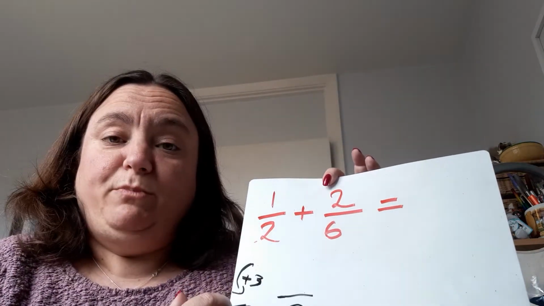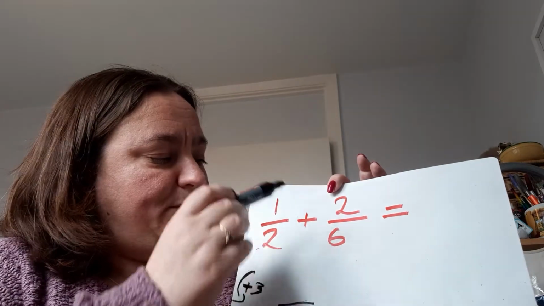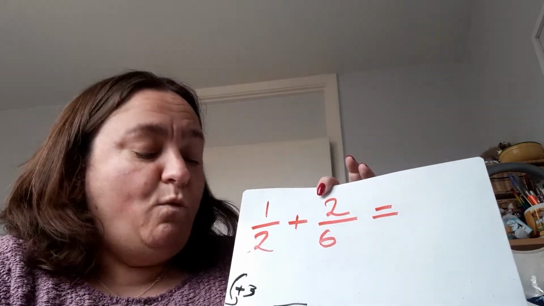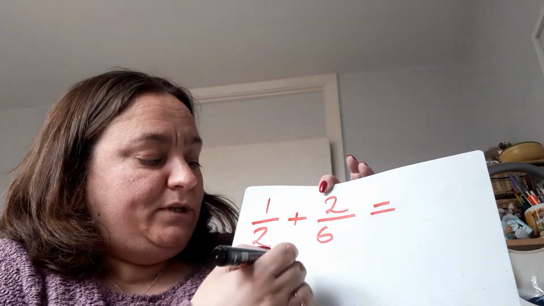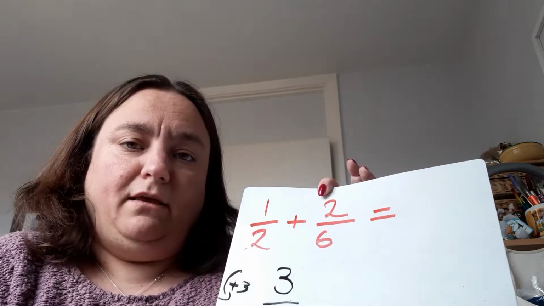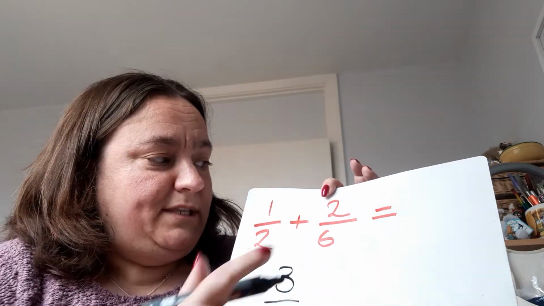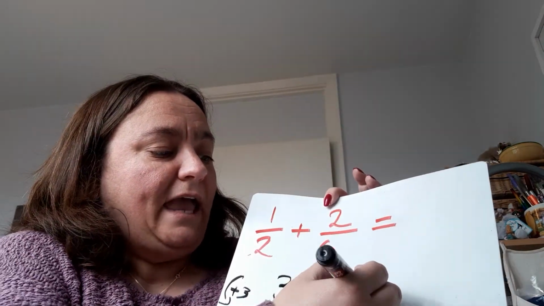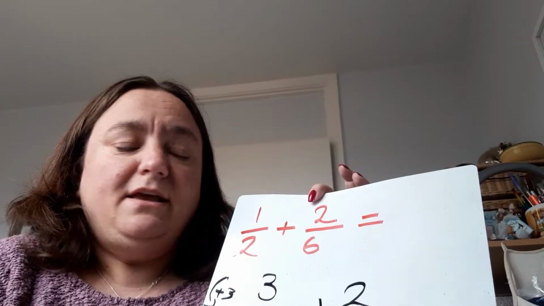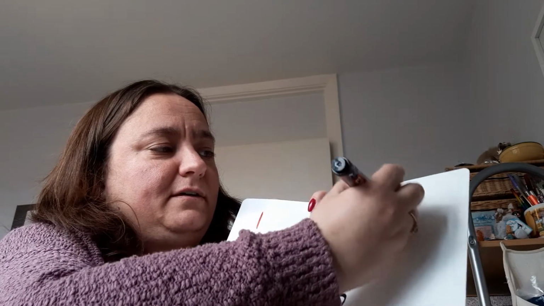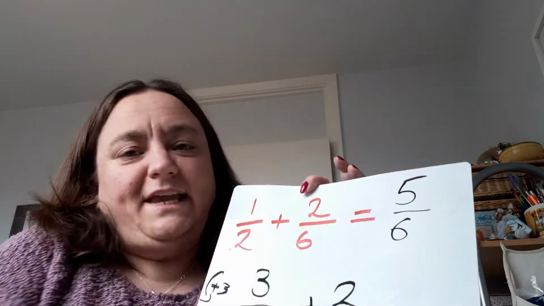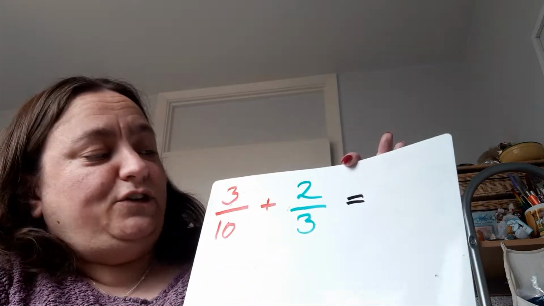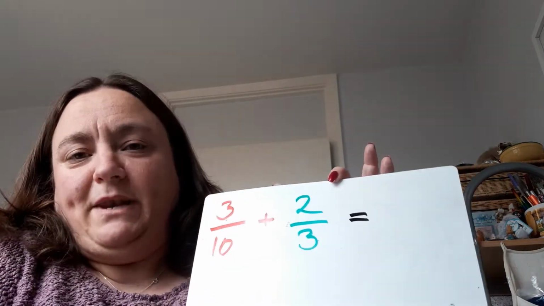But whatever I do to the bottom, I have to do to the top. So I also need to times my 1 by 3. Now 1 times 3 is 3. So I end up with 3/6, and then I can absolutely add them to my 2/6. And I find that my answer is 5/6.